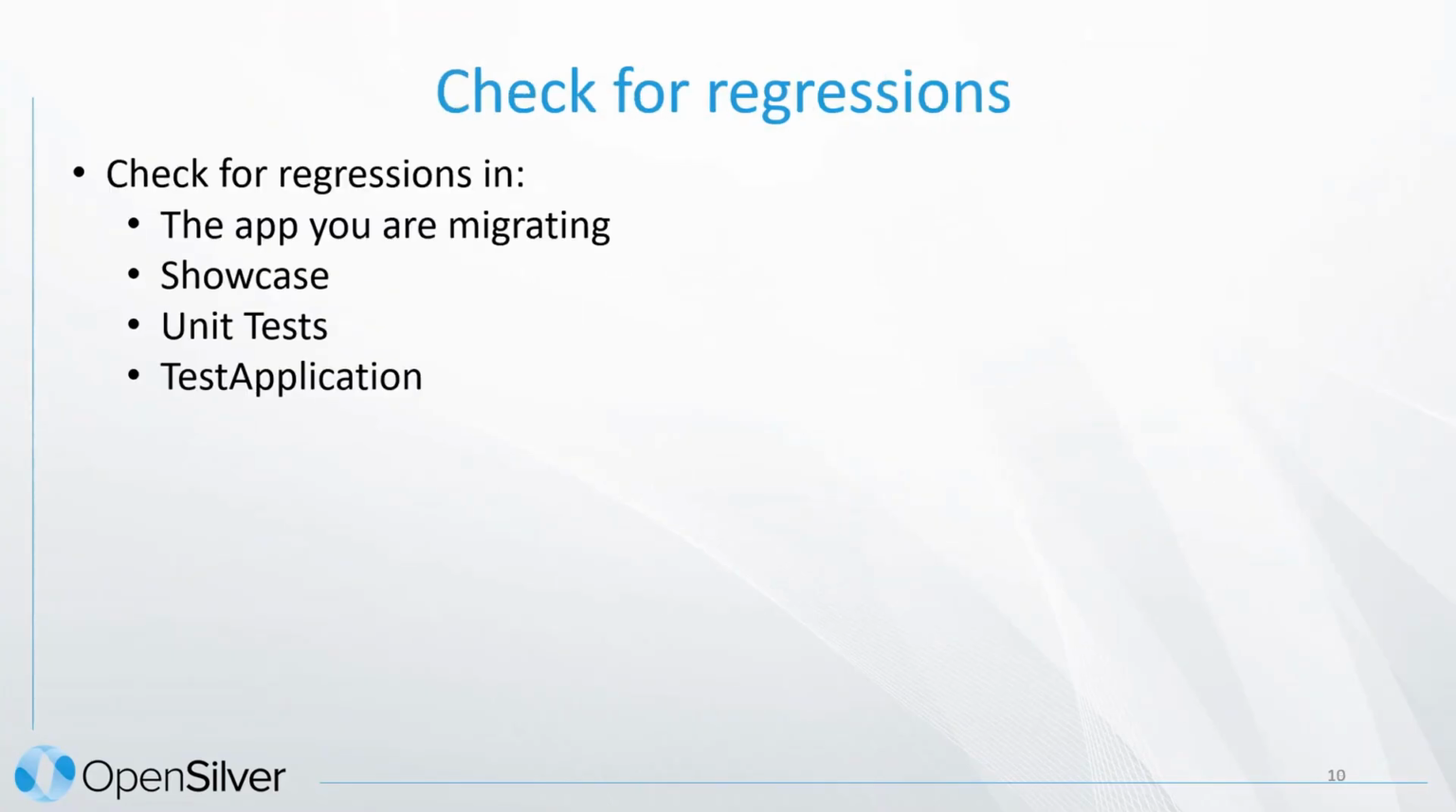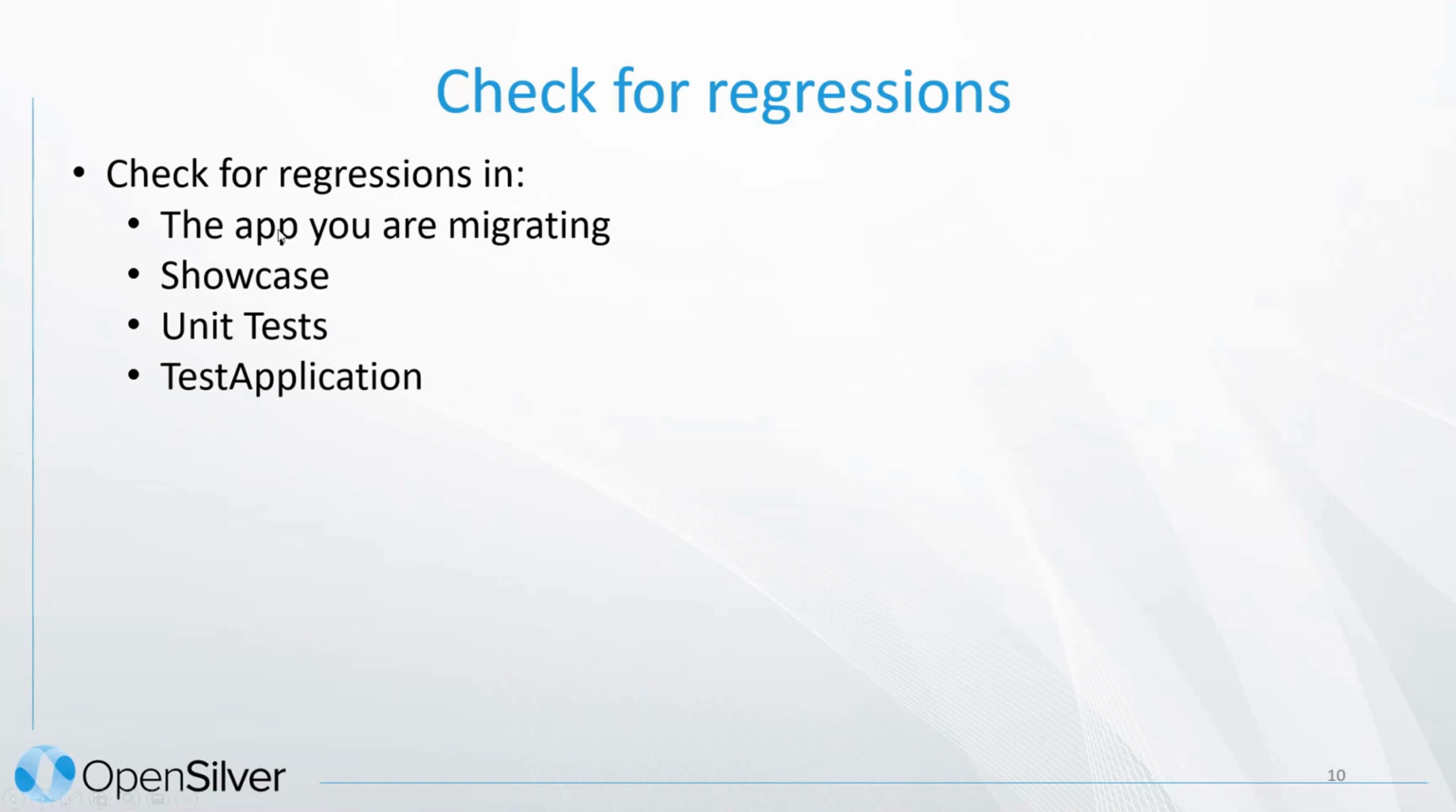So you want to check for regressions where? First of all, in the original app that you are migrating. Once you think it's good, you may want to test again the showcase and compare it to the one that is online on OpenSilver.net and see whether everything renders properly. And then you may want to run the unit tests if the change is non-graphical. And if the change is concerning the UI, you may want to run the test application to check for regression. Test application.sln is part of the OpenSilver repository, and it's an application that exists in both Silverlight and OpenSilver, so you can compare the two.